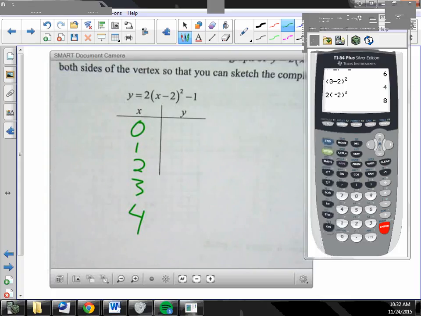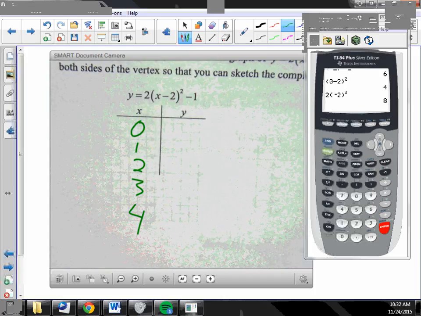Each time you graph it, use a different color so you can distinguish between the two graphs or the three graphs. Any questions?